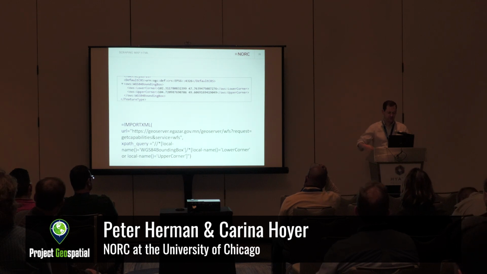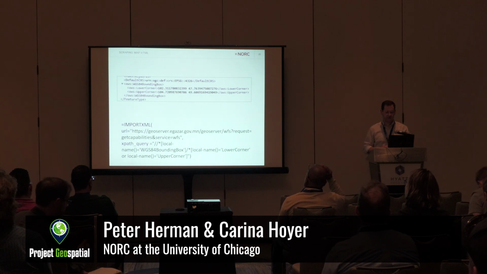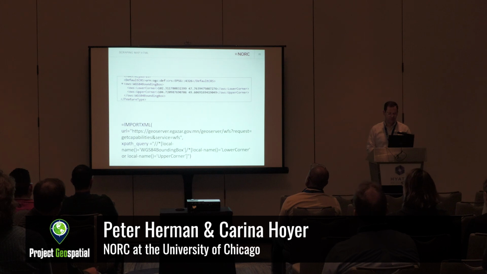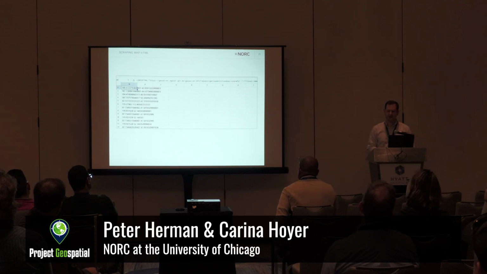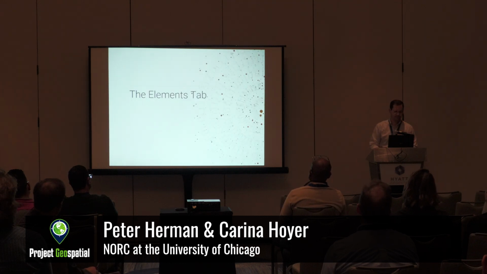And then we run this XPath query to only return things that look like our coordinates, right? So we can see our XPath query is looking for a local name, WGS84 bounding box, and then contains the elements lower corner and upper corner, which are the elements that contain our coordinates. When we run this in Google Sheets, we will get a list of the coordinates we want from XML. And we can use that then to build our own bounding boxes using GeoJSON or TopoJSON or any other kind of mapping software. And with that, I'm going to turn it over to Carina.